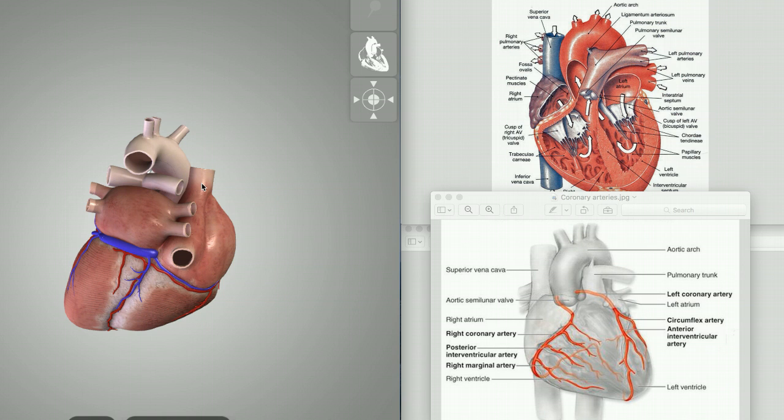Here we have the superior vena cava, which drains deoxygenated blood from the brain and the upper extremities of the body into the right atrium, and then this hole here is the inferior vena cava, which brings in deoxygenated blood from the body. Here we have the right pulmonary vein and left pulmonary vein, and they basically bring in blood from the left lung and the right lung, so oxygenated blood into the left atrium.